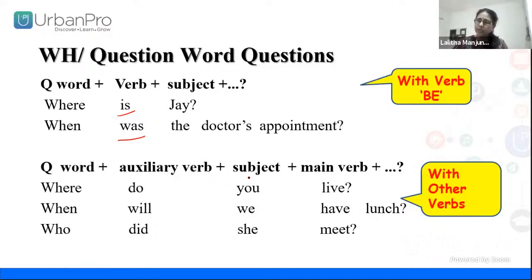Similarly, when I make questions with other verbs, I just add the question words to the yes, no questions with other verbs that we had made. So the structure is very similar. I just add question words depending upon what information I need. Place, then where; time, then when; person, then who. So like that, I make questions using question words.